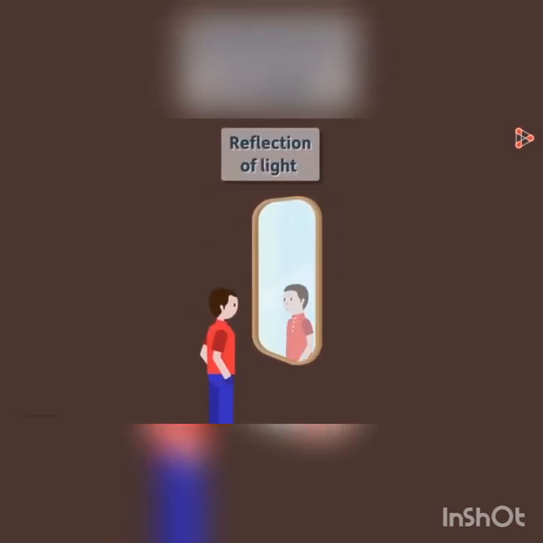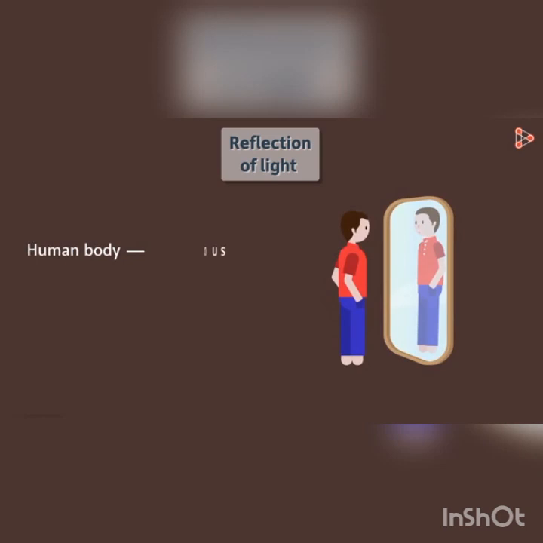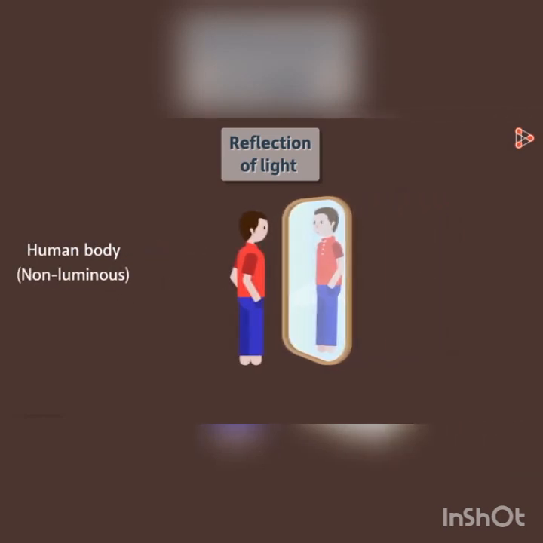Let this object be our human body, so at the same time we are looking at the image. First tell me, is our body a luminous or a non-luminous object? Well, it's non-luminous. Human body cannot emit its own light. So the light from the source is first incident on the human body. It gets reflected from it, and this reflected light strikes the mirror. This light is further reflected from the surface of the mirror and reaches our eyes. This is how we are able to see our image.